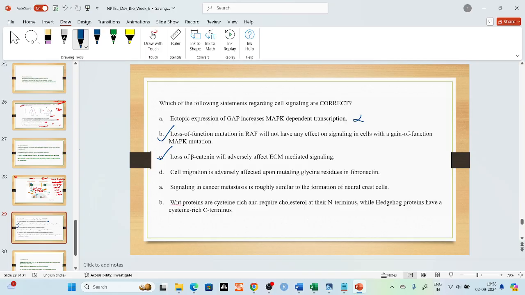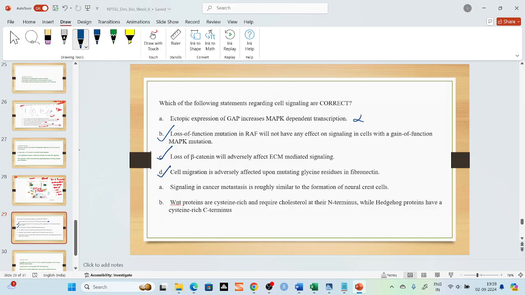Then, cell migration is adversely affected upon mutating glycine residues in fibronectin. It is also correct. Fibronectin is a key ECM protein which is involved in cell adhesion, migration, and other processes such as wound healing. Glycine residues are present in fibronectin and are important for proper folding and function. So if glycine residues are mutated, it can disrupt fibronectin structure, which adversely affects cell migration.